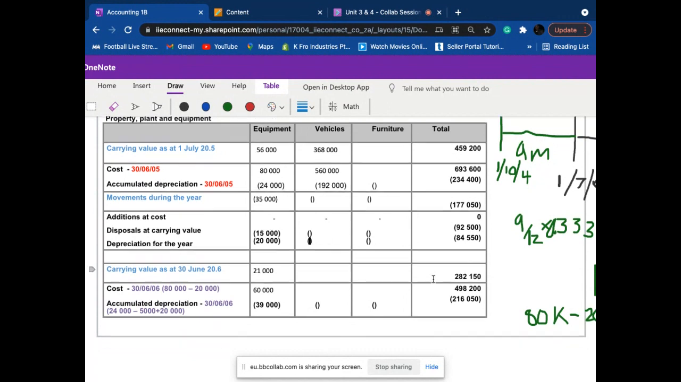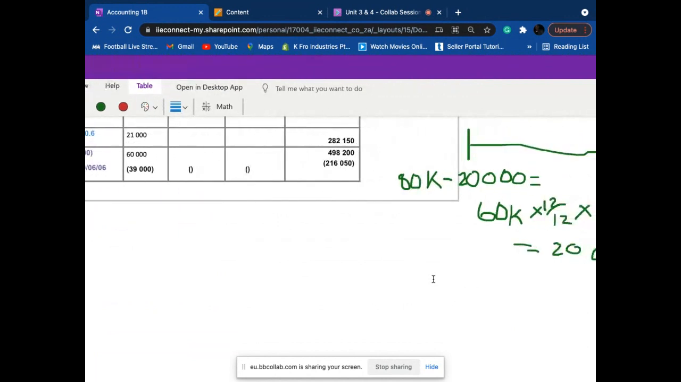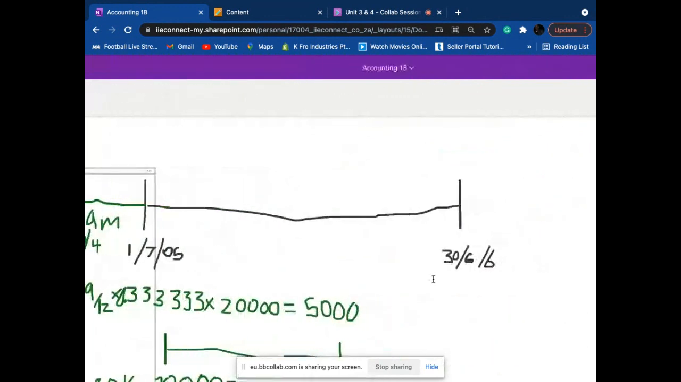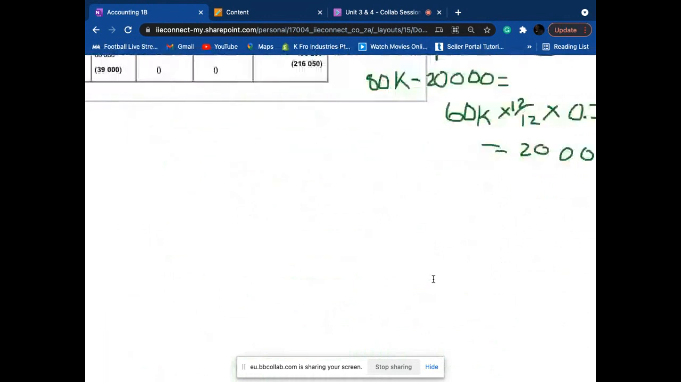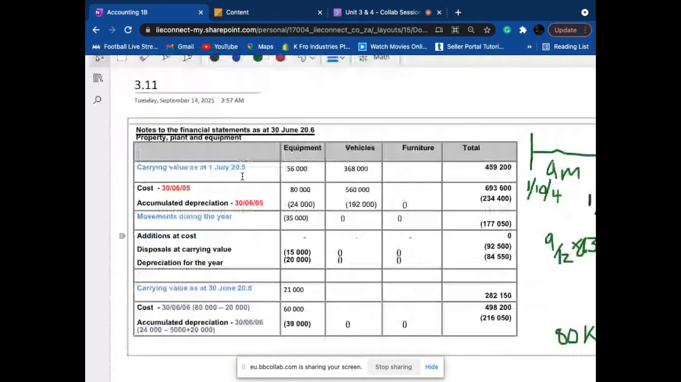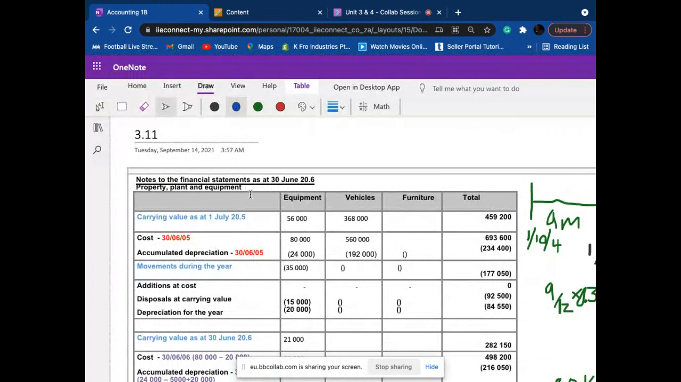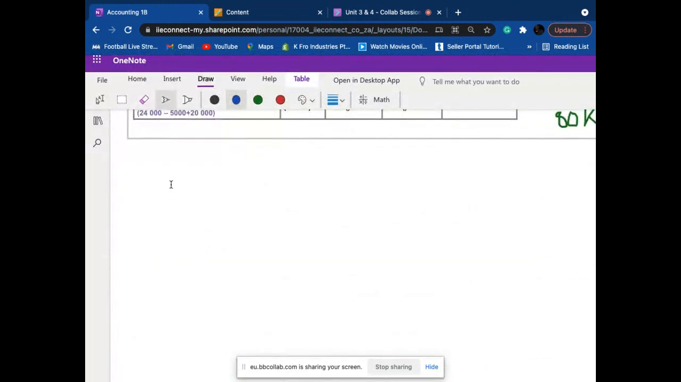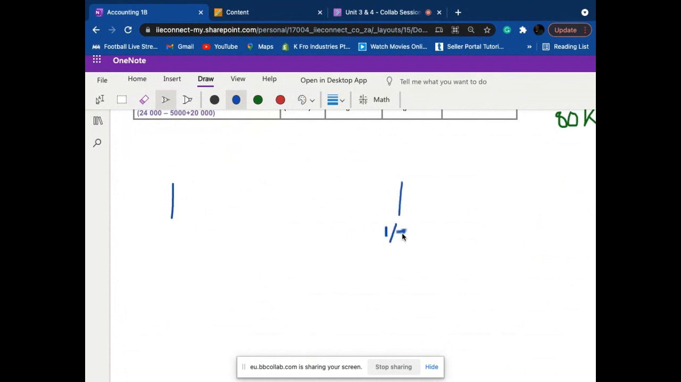So again, we just want to quickly do our workings. Okay, I'll just do it here. So we come here. This time I'll start. When did we buy this asset? They didn't tell us. Can you see that? They didn't tell us when we bought it. They just told us, though, that we sold it on 1 July 2005, which is the beginning of our financial year.